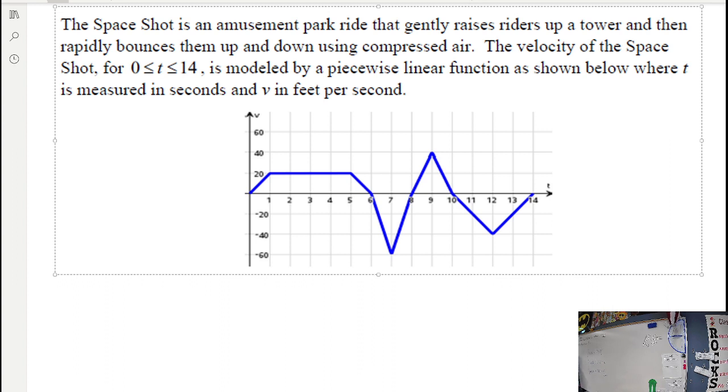Velocity now turns negative, which means the ride is now doing what? It's going down. It's falling. It's falling from 6 seconds, 7 seconds, and then at 8 seconds, it stops falling. It's hit the ground and everybody's dead. Oh, no, that's not the case. Why is that not the case? Because what happens after 8 seconds? It starts going which way now? Up. So what happened? It went all the way down, reaches 8 seconds, and then what?